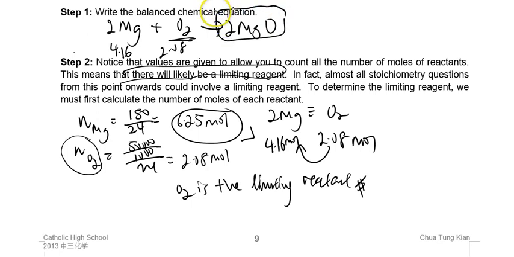MgO, needs to be calculated with the number of moles of oxygen, which in this case is 2.08. So this is 1:2. So my number of moles of magnesium oxide formed will be 4.16 moles. Okay, so we always calculate the products formed with the number of moles of the limiting reagent.